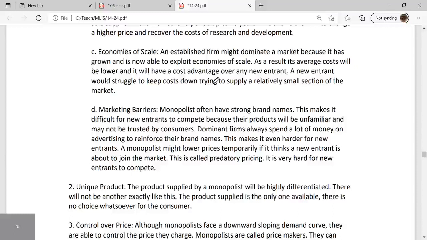Then there are marketing barriers. The dominant firm may already have a very strong brand and have huge investment in advertisement. So it will be very difficult for a new firm to establish a strong brand or compete with the existing strong brand, or spend so much money on advertising. So it's again a barrier for a new firm.